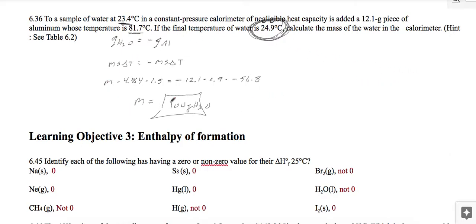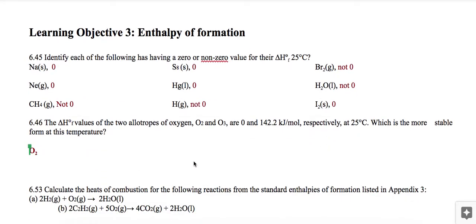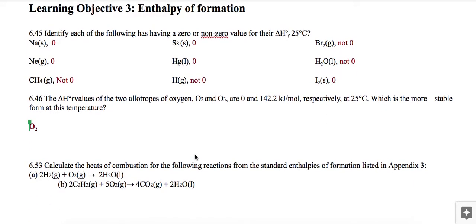All right. That was learning objective 2. So let's see if we can finish up fairly quickly with learning objective 3 and talk about the enthalpy of formation. Now, by definition, the enthalpy of formation is the amount of energy that is given off or received when we form 1 mole of a compound from its elements in their most stable form.